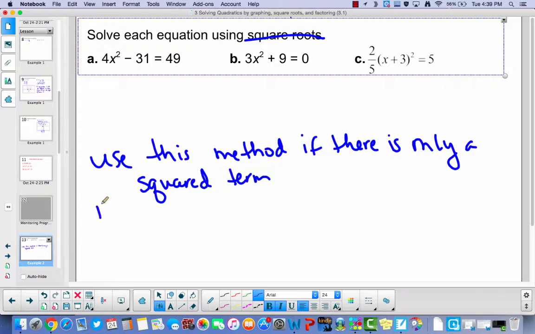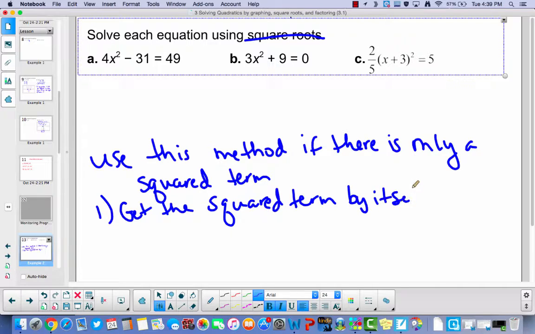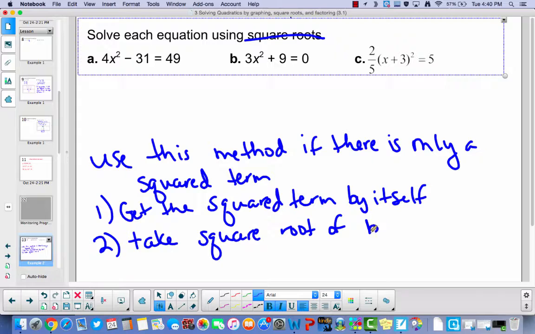To do this, we want to get the squared term by itself. And then how do we undo squaring? We're going to take the square root of both sides. Okay, so let's take a look at this first example up here. Pause it if you need to get these in your notes.